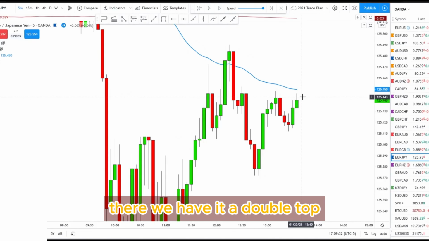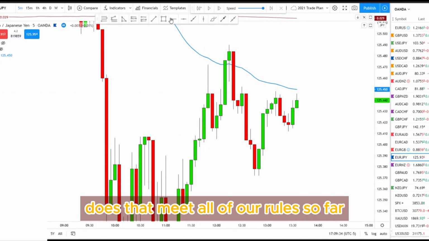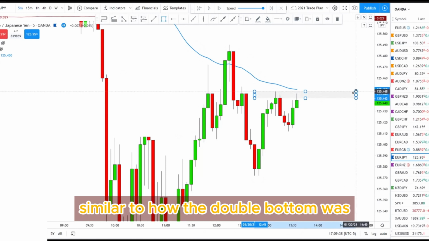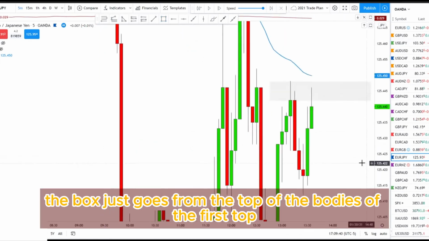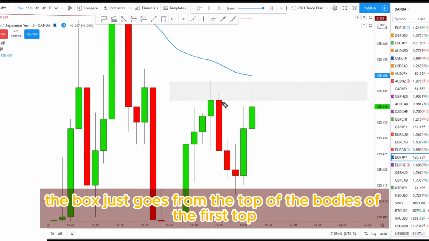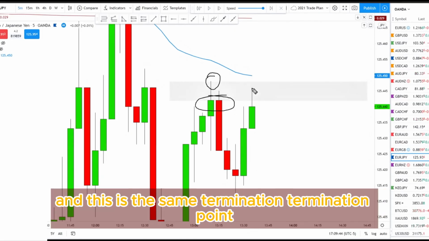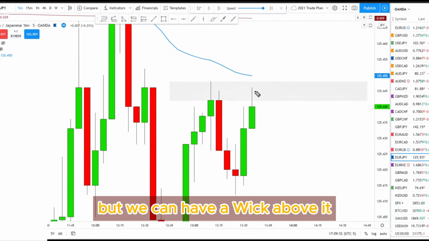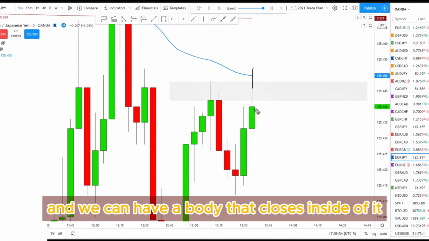There we have it. A double top. Does that meet all of our rules? So far, it does, because this double top, similar to how the double bottom was, the box just goes from the top of the bodies of the first top to the top of the wick, and this is the same termination point. We don't want to see a candle that closes above this termination point, but we can have a wick above it, and we can have a body that closes inside of it.